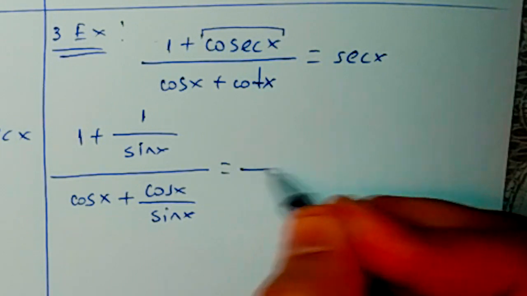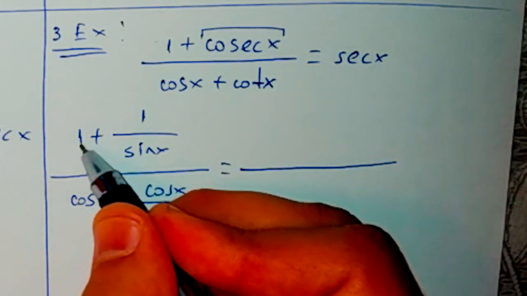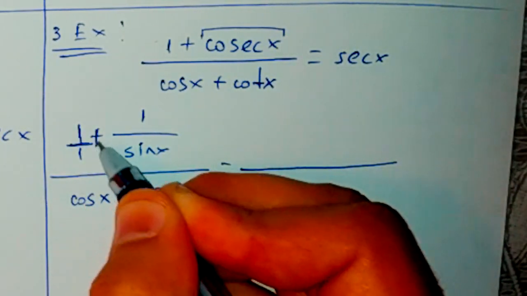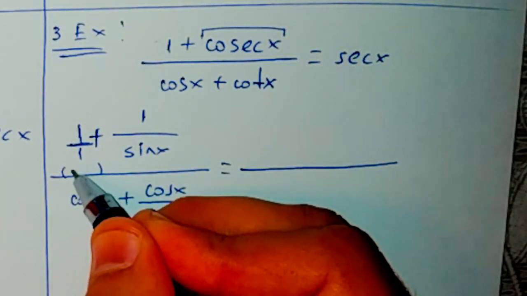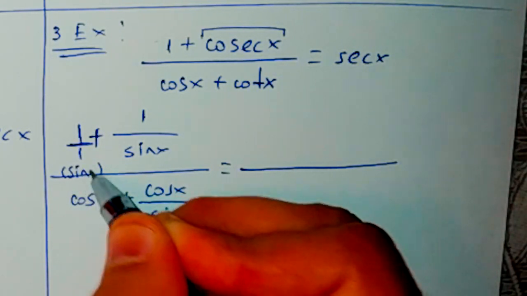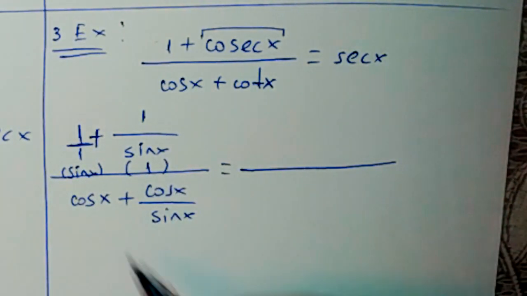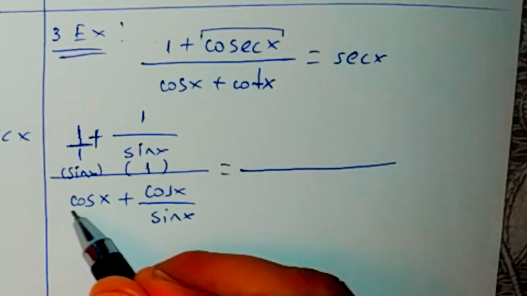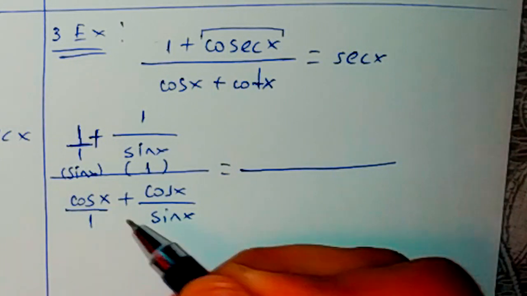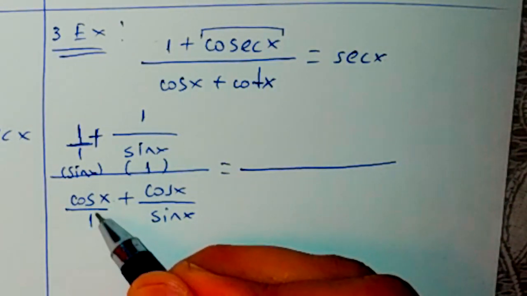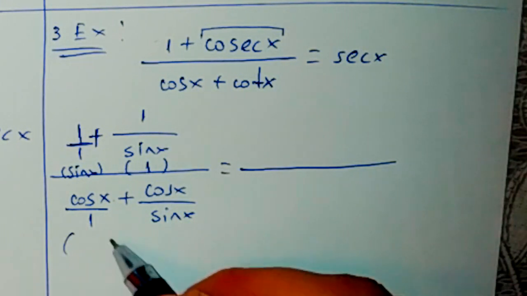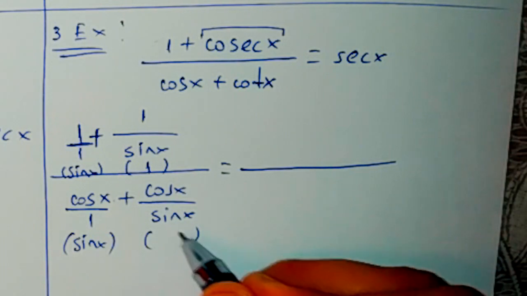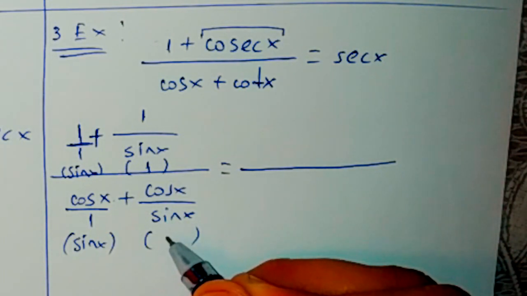Then, how can we continue? Instead of 1, I can write 1 over 1. To equalize denominators, I multiply by sine x, and here by 1. Cosine x, the same expression with cosine x over 1. Or instead of cosine x, I can write cosine x over 1. Here I multiply by sine x, and here I multiply by 1.